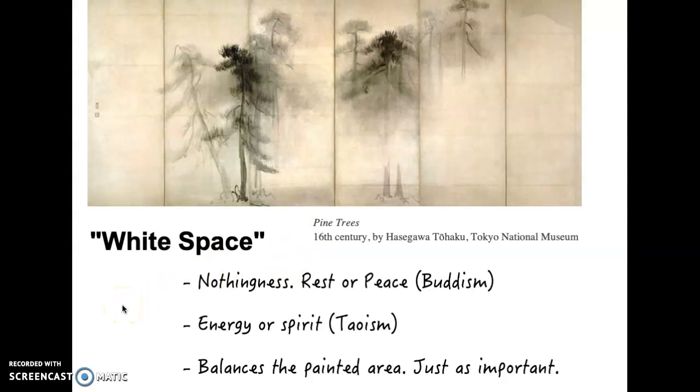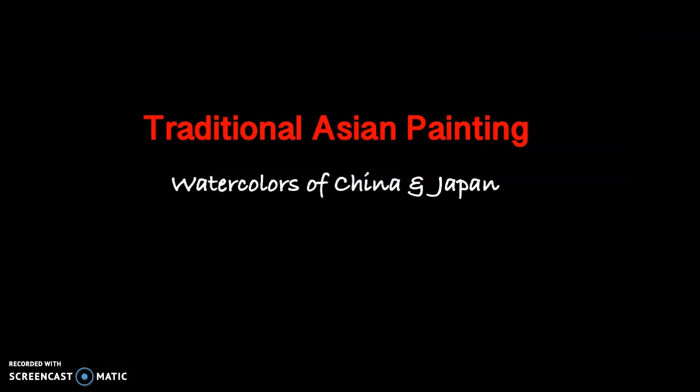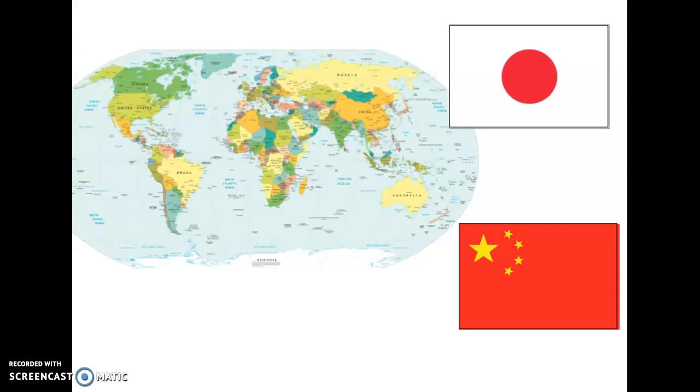And the last thing is that blank, empty space. They believed it balances out those painted areas, and they truly believe that this white space where there's nothing is just as important as those areas where there is something. So those are traditional paintings of the Far East in the countries of China and Japan.